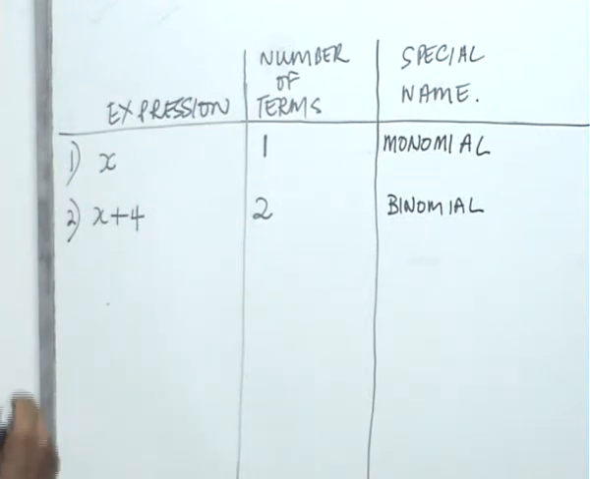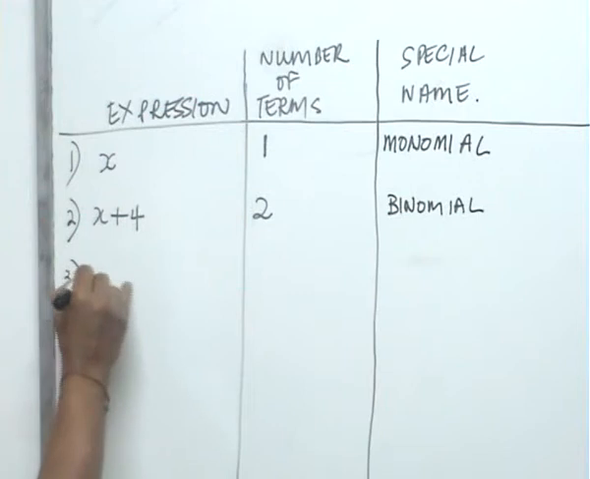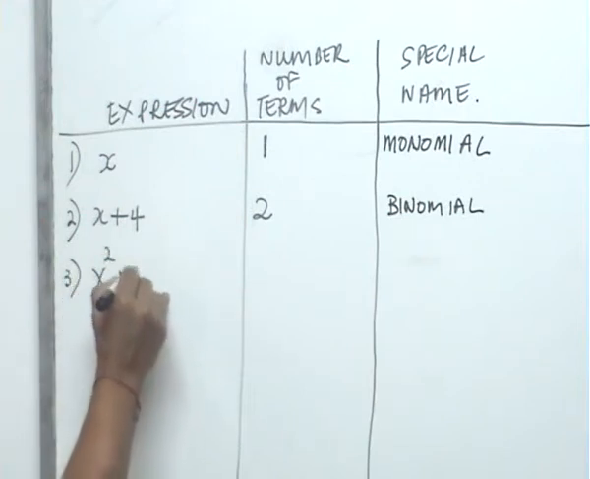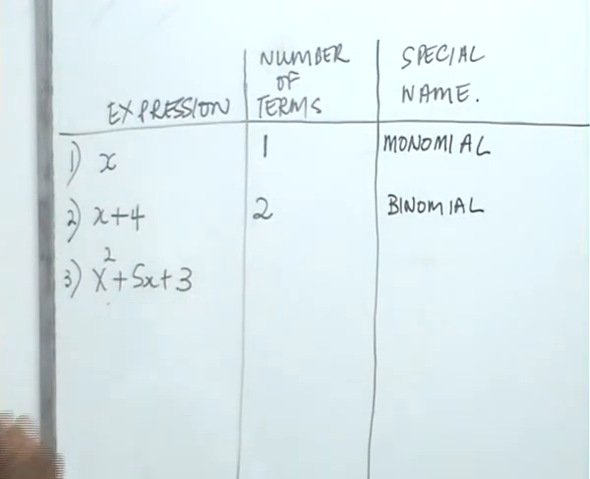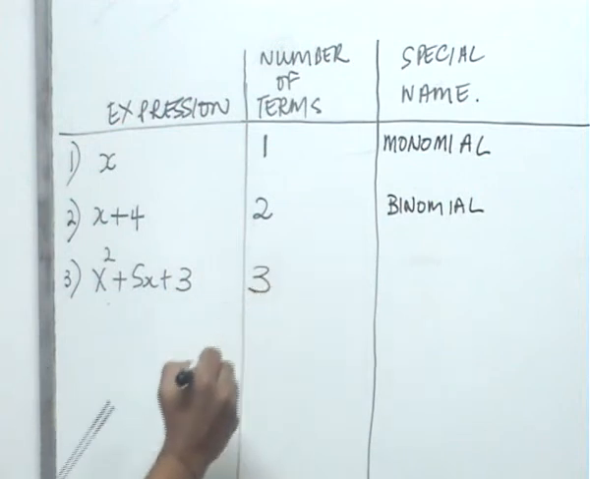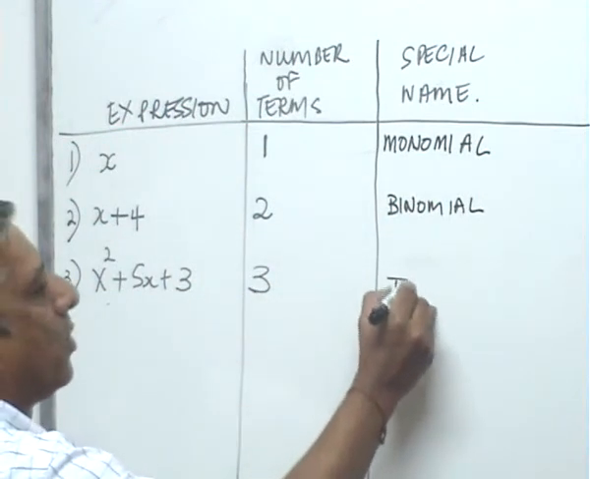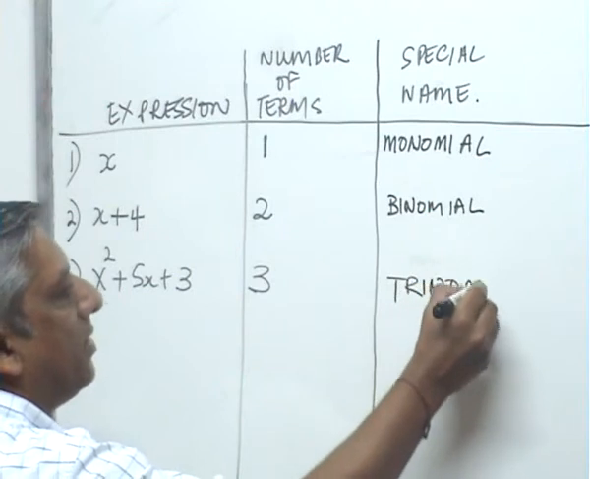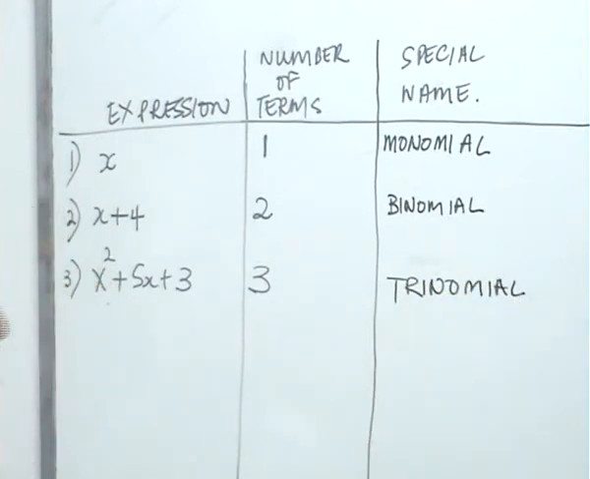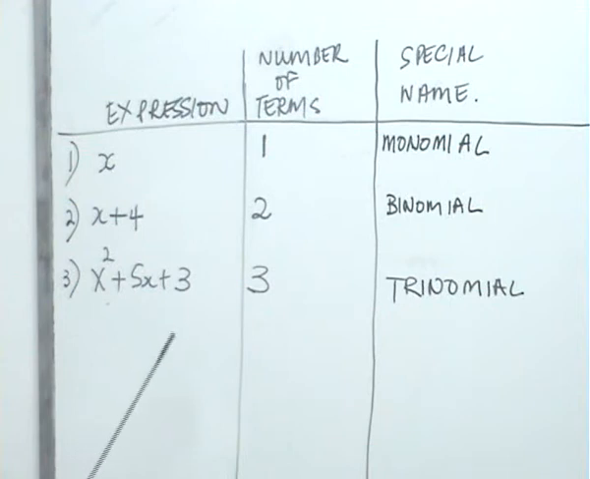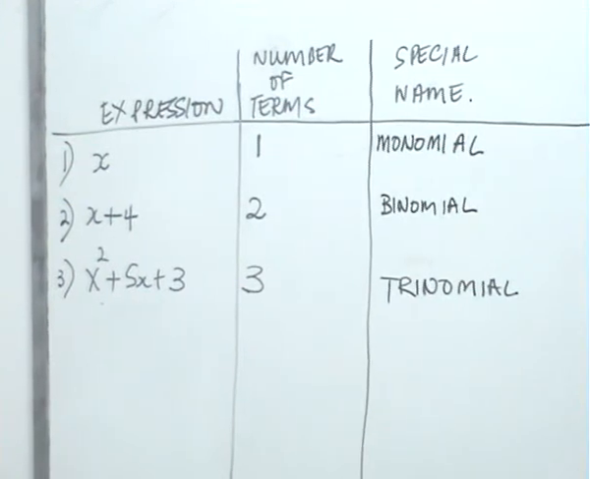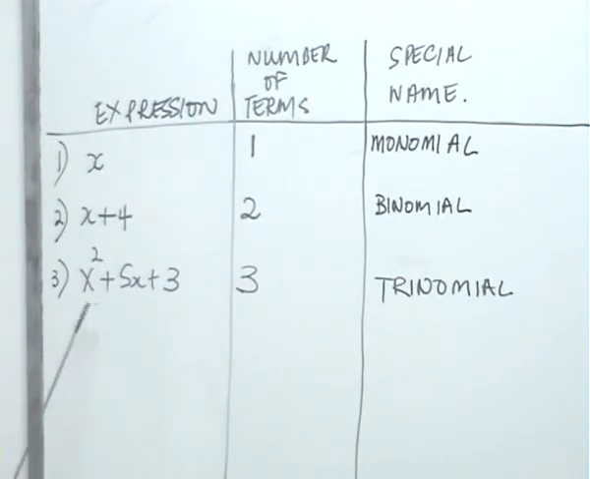Right? Number 3. If you look at this expression, x squared plus 5x plus 3, it's got 3 terms. So the number of terms is 3. And it's got a special name called trinomial. When you were a little kid, you played on a tricycle. And it was called a tricycle because it had 3 wheels. So this one has got 3 terms. That's why it's called a trinomial.